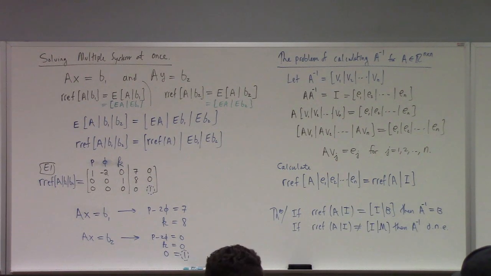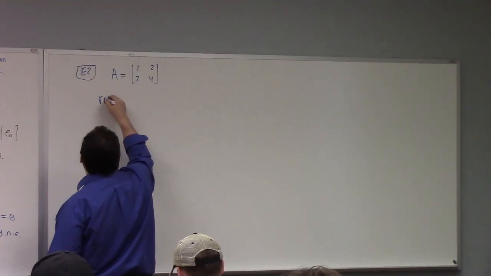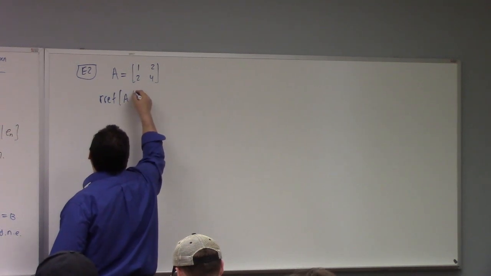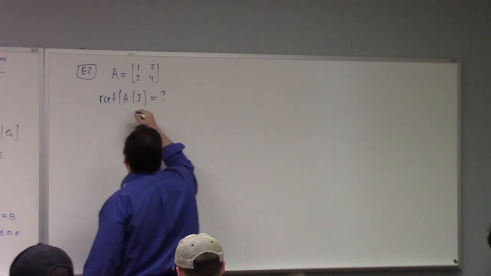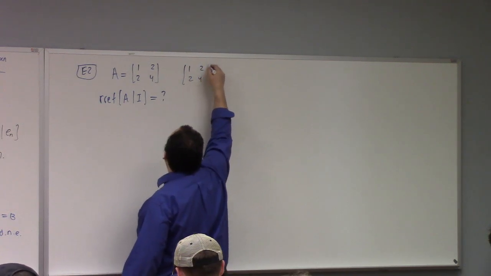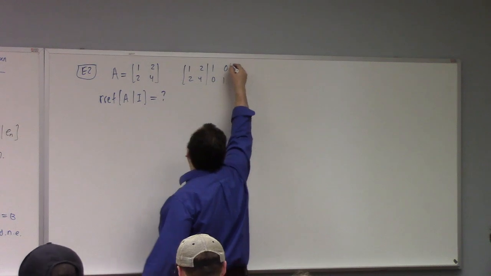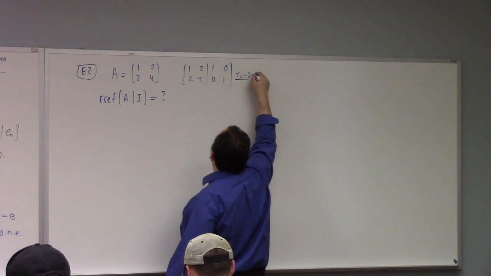Let's see here. So, like example 2. Suppose we have A equals 1, 2, 2, 4, right? Let's calculate the reduced row echelon form of A with the identity matrix concatenated. So we need to look at 1, 2, 2, 4, 1, 0, 0, 1. What's that give us? We do row 2 minus 2 row 1. What do we get?